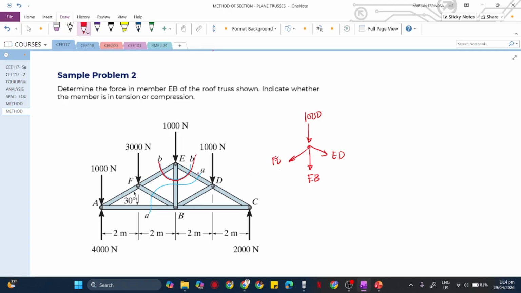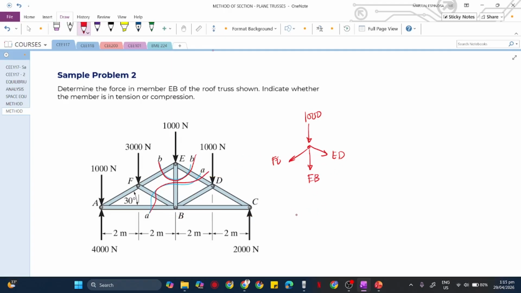Now, before we can get the value of EB, we need to solve for either ED or FE. But in this problem, we can directly get the value of ED. To do that, we make a cut through this plane or section. We have this lower section and also the upper section, so we will use the lower section to get ED.